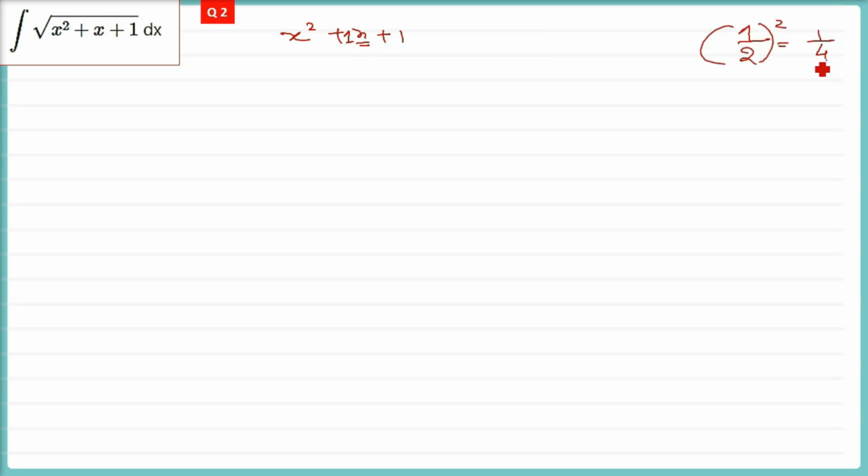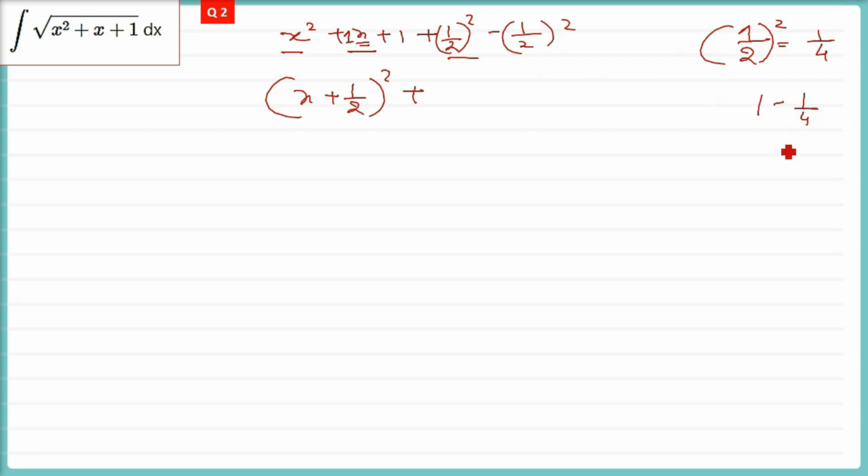Then you square it. It will form 1 by 4. Add 1 by 4 and subtract 1 by 4. Let me write 1 by 2 whole square only in this case because I am going to make it a perfect square. So a square plus b square plus 2ab: x square plus half square plus 1x is x plus half whole square. And what is remaining? 1 minus 1 by 2 whole square. That is 1 minus 1 by 4. So this will give you 3 by 4.